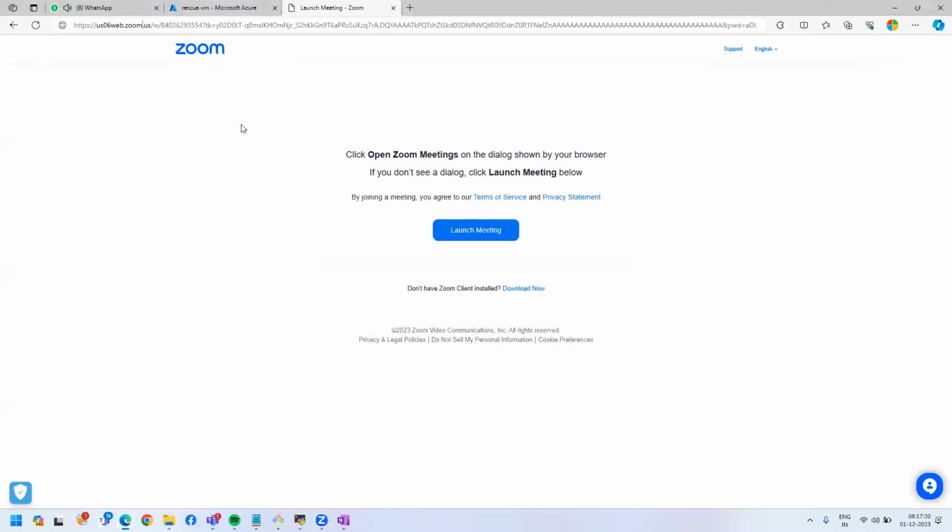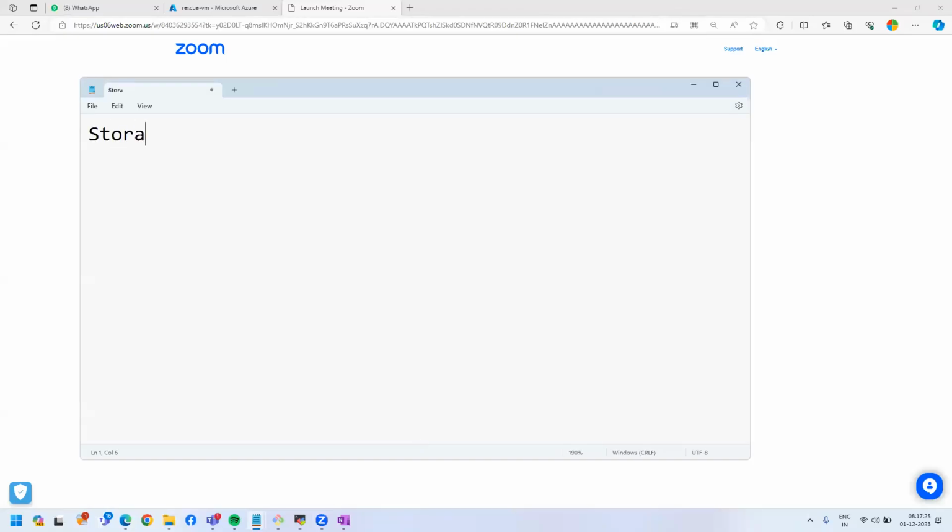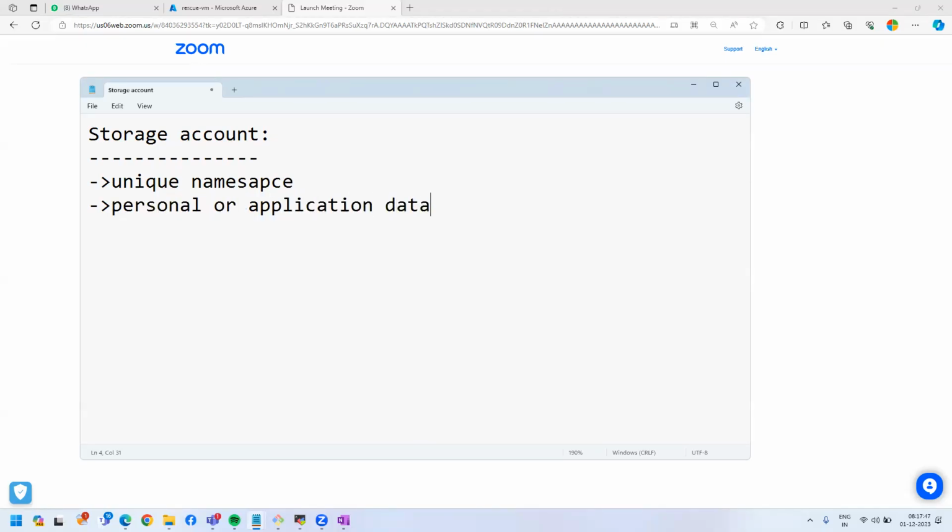Now have a look. So today I'm going to discuss what? Storage account. So what is the storage account? Very important. Without storage account, there is no Azure project, guys. Storage account is a unique namespace, and it is used to store personal or application data. Note it down.